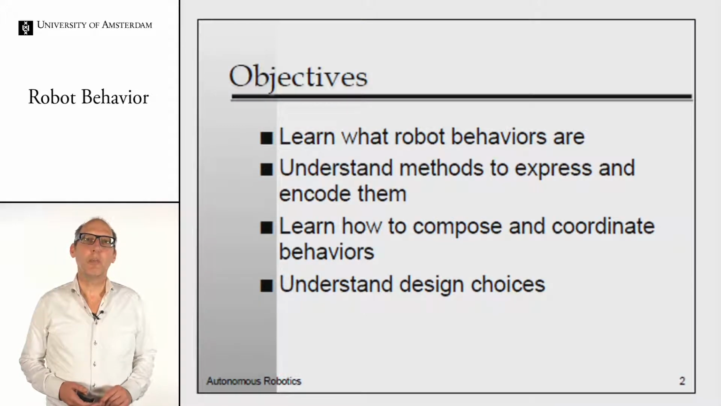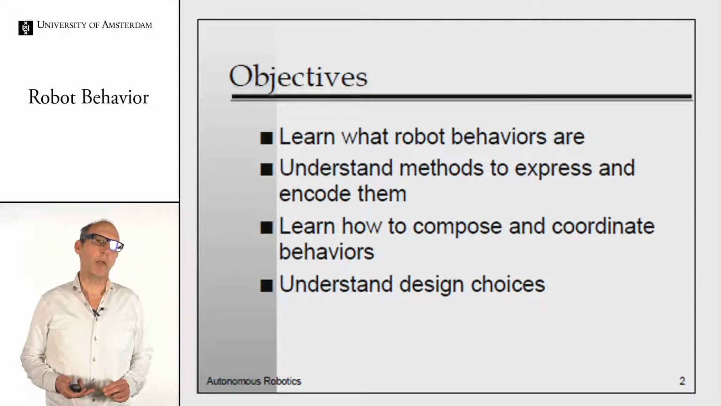The thing that we want to learn today is what robotic behaviors are and how much they differ from animal behaviors. Understand what types of methods there are to express behaviors, to encode them. Then, if you have several of those building blocks, how to combine them and how to coordinate which one is active. And in the end, understand that you can do that in several different ways and that you every time have a design choice what to apply for this circumstance.